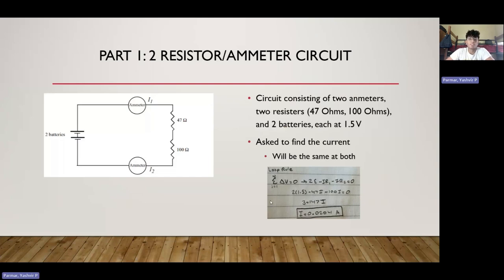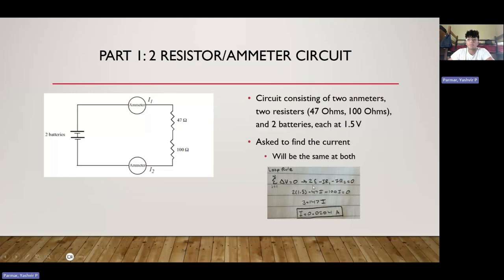So part 1 of our experiment involved using a two resistor slash ammeter circuit. As you can see in the diagram on the left, the circuit consists of 2 ammeters, 2 resistors, one at 47 ohms, one at 100 ohms, and 2 batteries, each at 1.5 volts. In this case, we were asked to find the current at each resistor, which in this case is the 47 ohm and the 100 ohm resistor. And the current in this case will be the same throughout the entire circuit because there are no junctions.